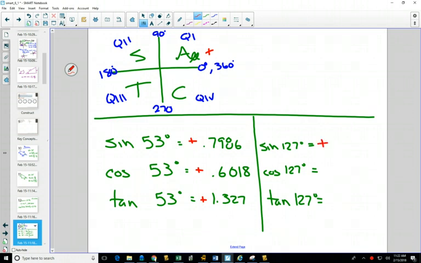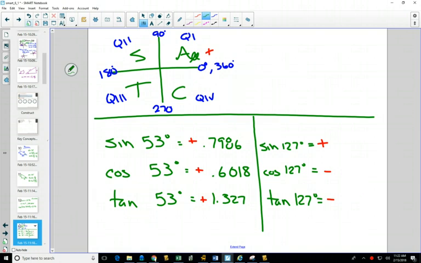This one will be positive. And those ones will be negative. That's what our cast rule tells us. Now you've probably memorized your cast rule. This unit will help explain why they're positive and negative, and I might even get to that in this review today. But for right now, you're right. Those are positive, those are negative. Good.